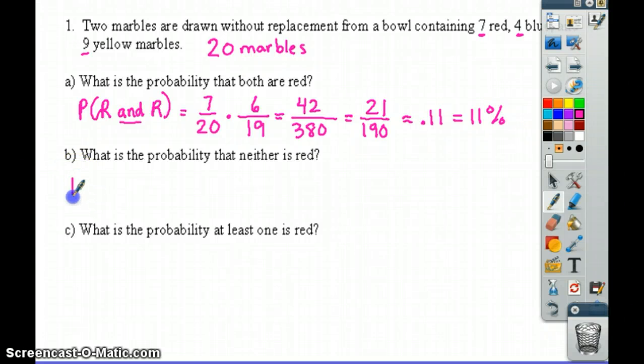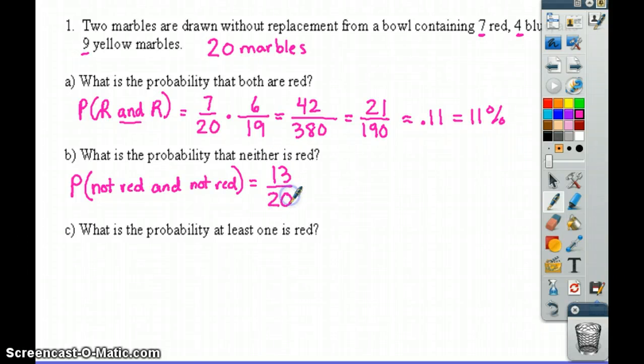Okay, for B, what's the probability that neither is red? So the first one is not red and the second one is not red. Okay, so let's talk about how many not reds are there. Well, there's 7 reds, so there are 13 marbles that are not red. So 13 out of the 20 marbles are not red. Now we're going to reach in and pick another marble out. Well, how many now are not red? Well, we have 1 in our hand, so now 12 out of the remaining 19 are not red.